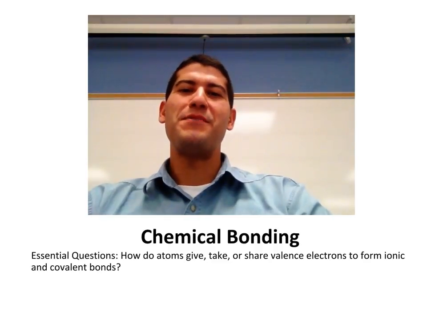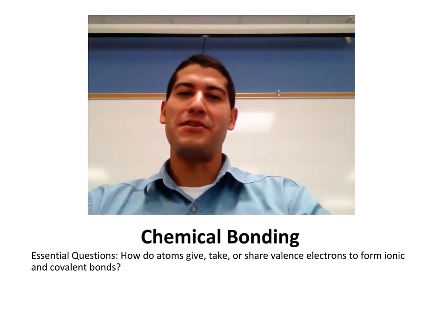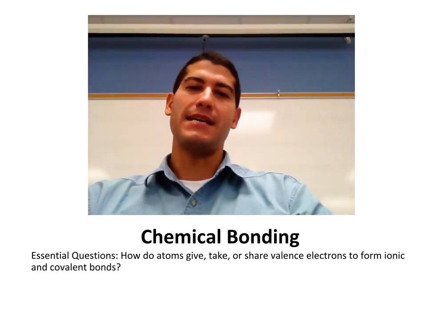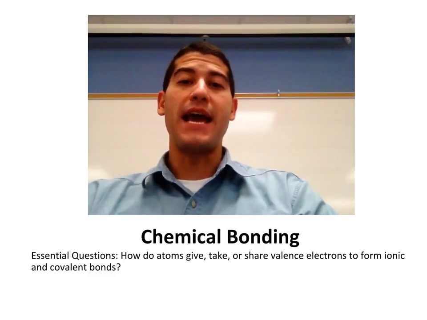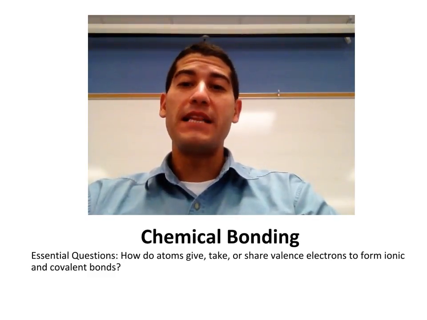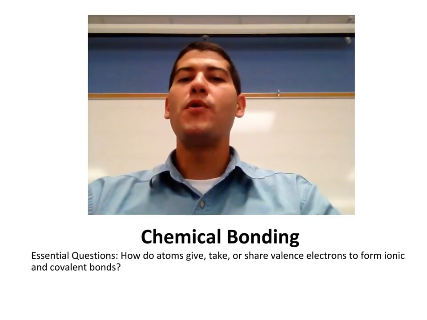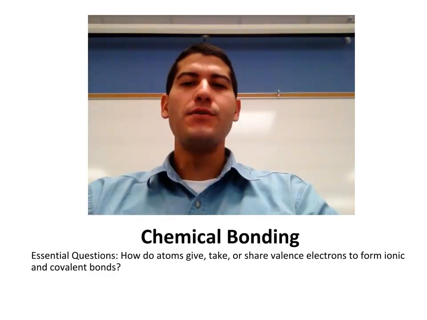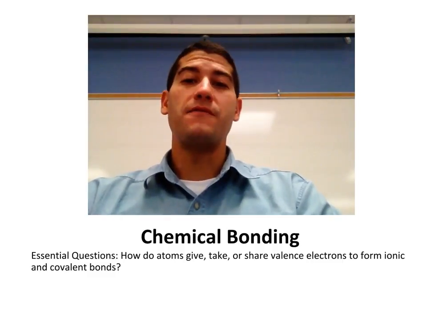Welcome to video lecture number 6, the last lecture of our unit on atoms. Last time we talked about how valence electrons determine an atom's reactivity. The closer an atom is to having a full valence shell of electrons, the more reactive it is. What I want to do today is take a closer look at how chemical bonds form.